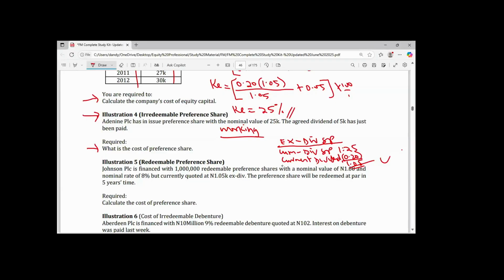Thank you very much. So we want to calculate cost of preference share. You can see in the requirement, the examiner did not tell you to calculate cost of irredeemable or redeemable. Of course, it is implied in the question. The information given will tell you the kind of preference share. It will be irredeemable, where a company will pay the fixed dividend to perpetuity, but the principal will never be repaid. And the cost of irredeemable preference share is the ratio of fixed dividend to ex-div share price.